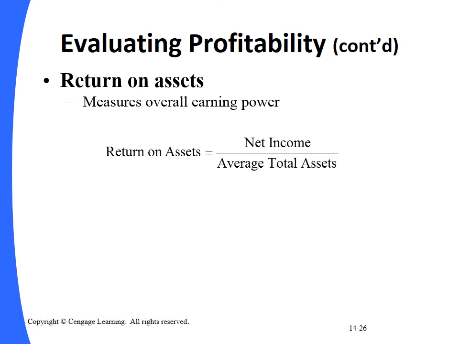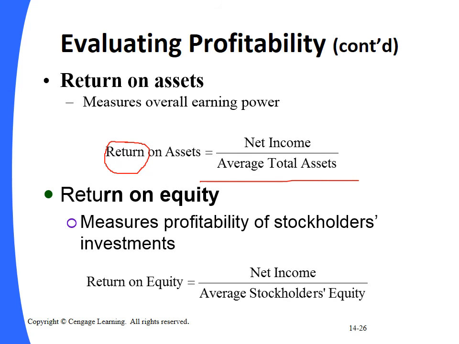Return on assets. Given the amount of assets that you have, what type of net income can you make? Anytime you see the word return, that means net income in financial statements. That means what do you get back based on the assets that you have invested? Return on equity. Based on the stockholders' equity of the company, how are you doing with your net income?